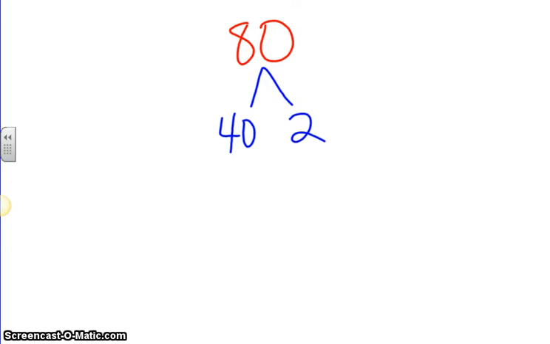So let's find the prime factorization of, let's do 80. Again, there are several ways you can do this. One of them would be 40 times 2. To me, that's the easiest, so that's where I'm going to start. So 40 breaks down into 10 times 4. 2 does not break down because it's prime.